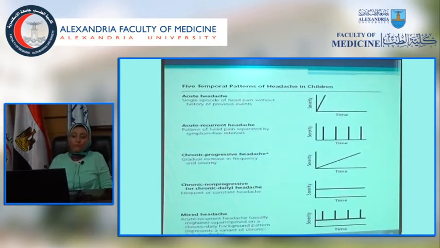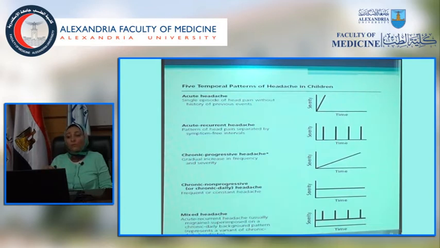First of all, you have the classification according to the onset of the headache. You have an acute headache, which starts acutely as a single episode and is not recurrent. You have an acute recurrent headache. This is an acute headache which is intermittent while the child is completely free in between. You have chronic progressive headache, present all the time, it does not go away, and at the same time there is an increase in the severity and in the frequency of the attacks of headache.